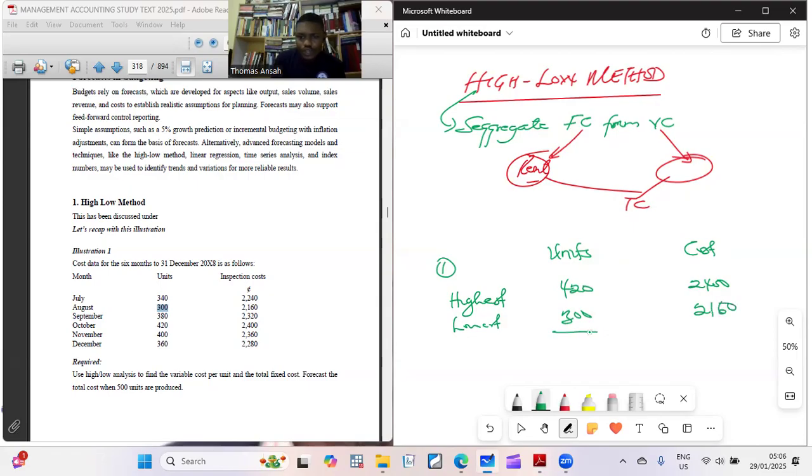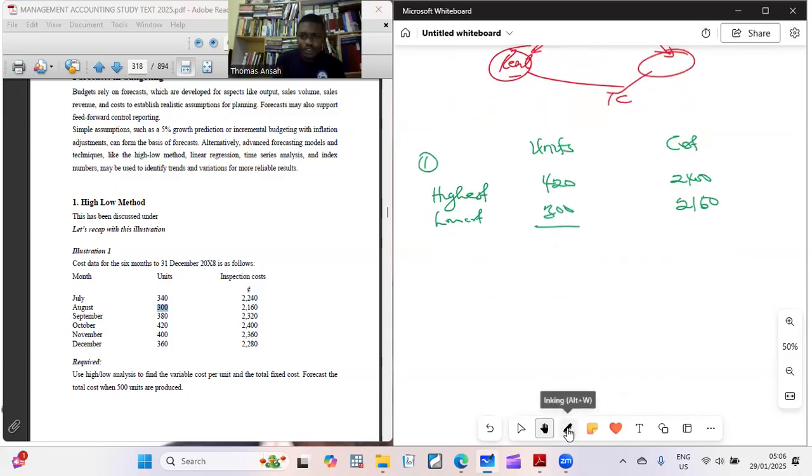If you look at the formula, you are trying to find the variable cost per unit. So you do the cost as the numerator: the highest cost of the highest activity minus the lowest cost of the lowest activity as your numerator, and you do the units also downstairs.